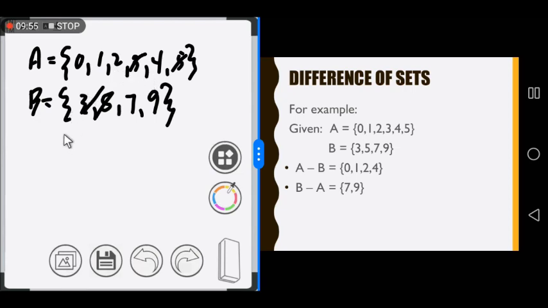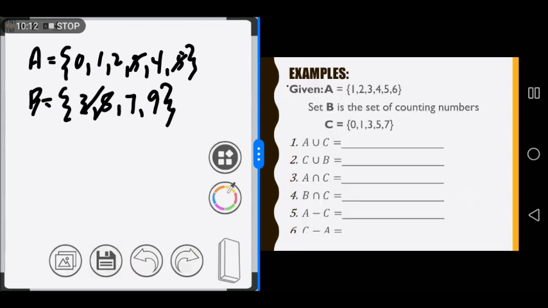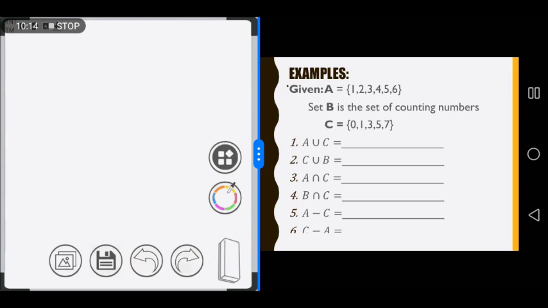And kung B minus A naman, ang magiging sagot natin ay 7, 9. So, A minus B, ang matitira ay 0, 1, 2, 4. Then, B minus A, ang matitira ay 7 at 9. Let us have a few more examples.